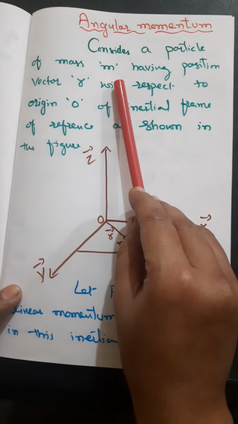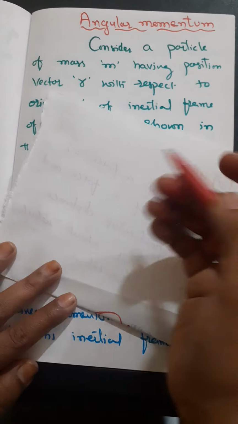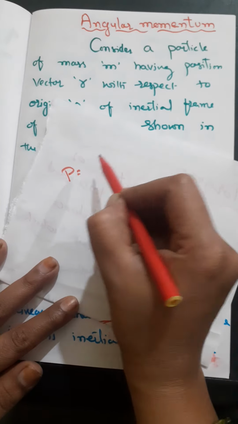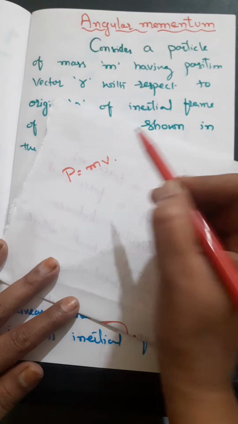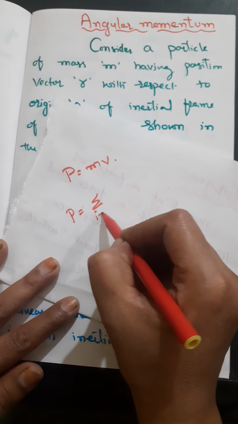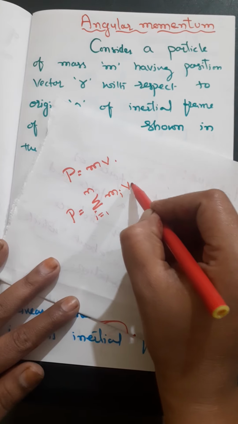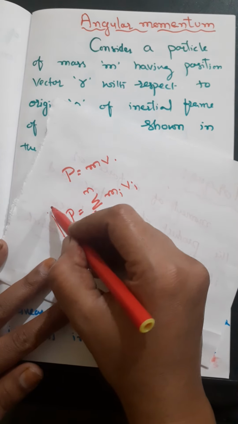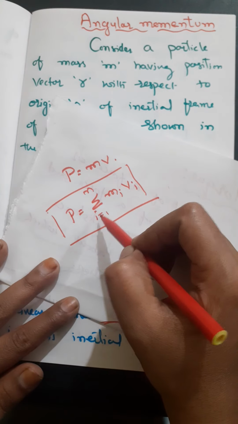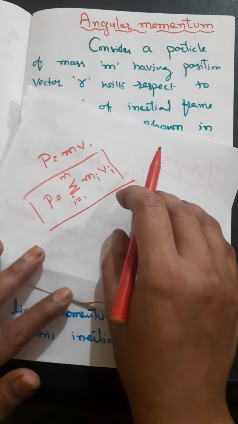Before talking about angular momentum, first of all, what is momentum and what is linear momentum? In your previous classes you have studied that momentum is nothing but a product of mass and velocity, and linear momentum is the summation, i equal to 1 to n, of the product m_i v_i. These topics, linear momentum and the law of conservation of linear momentum, we covered in the last videos. Now, what is angular momentum?